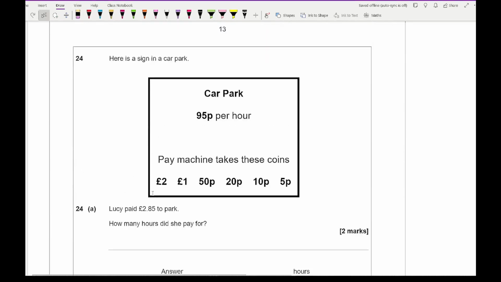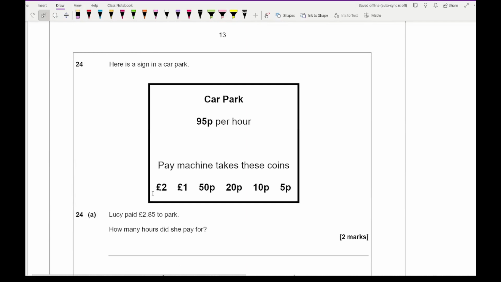Moving on to question 24, it says here is a sign for a car park, and for question A, Lucy paid £2.85 to park. How many hours did she pay for? So again, it's 95 pence per hour. Here we've got a conversion of units because we've got pounds and we've got pence. So 95 pence per hour is the same as 0.95 pounds.